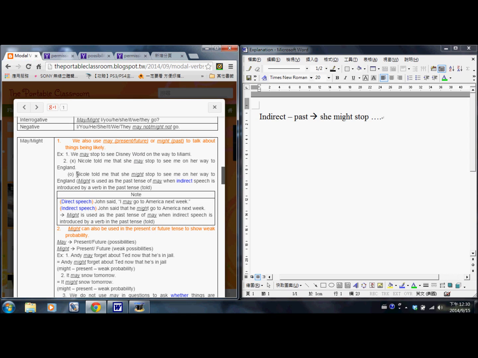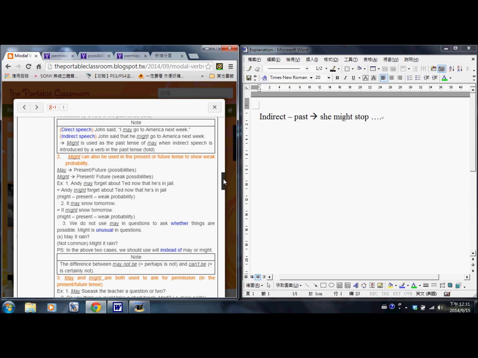Now, example number three, Nicole told me that she might stop to see me on her way to England. Now here, can you see that? Might is used as the past tense of may when indirect speech is introduced by a verb in the past tense. You can see that this is indirect speech, and if this verb is in the past tense, we have to use might, not may.